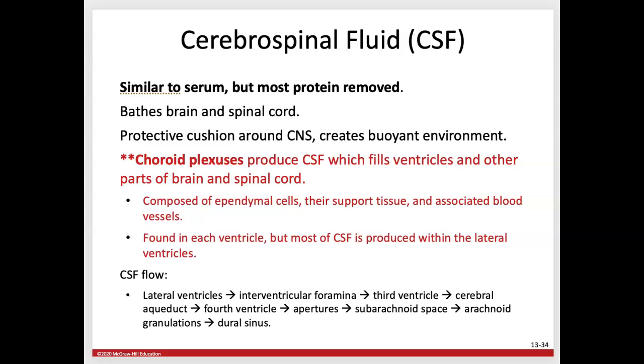The choroid plexus produces CSF, which fills the ventricles and other parts of the brain and spinal cord. The choroid plexus is composed of ependymal cells, the support tissue, and associated blood vessels. The choroid plexus is found in each ventricle, but most CSF is produced in the lateral ventricles. And then this is just a general overview of the flow of CSF.